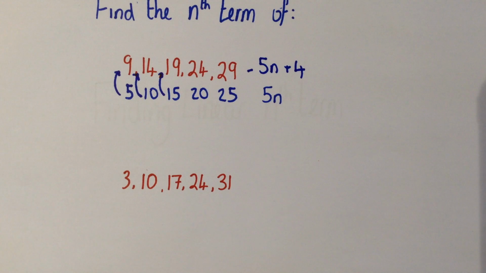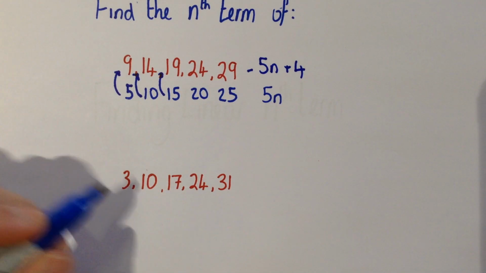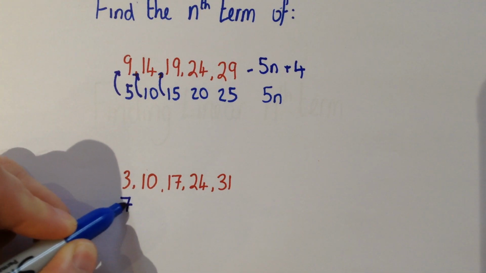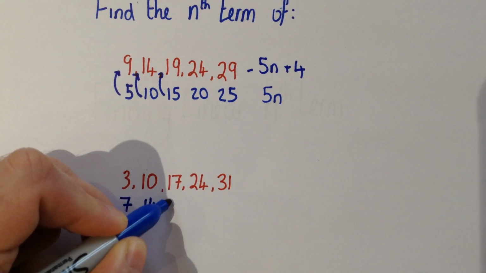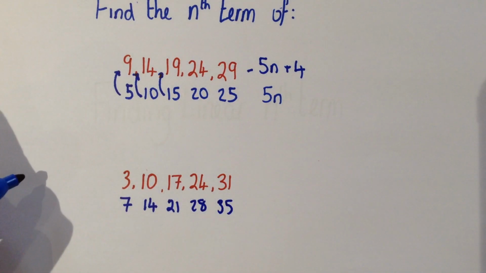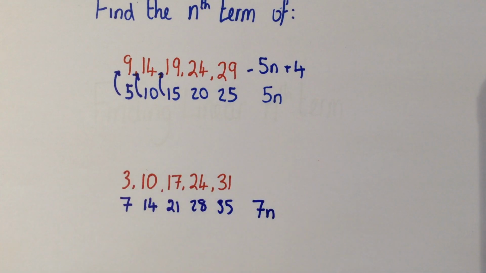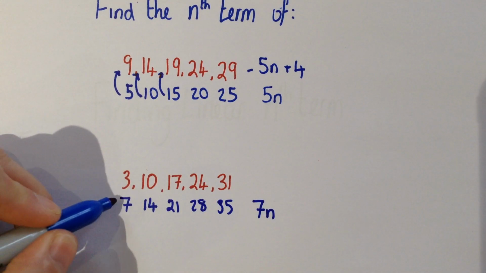For the next sequence, this is increasing by 7 each time. So we write down underneath the 7 times table. Now the 7 times table, just as before, can be written as 7n. We then do the same.